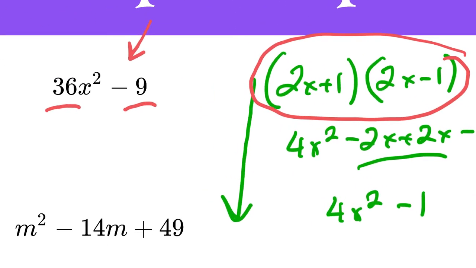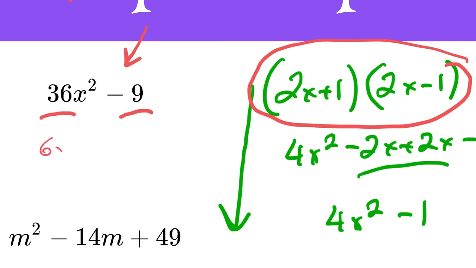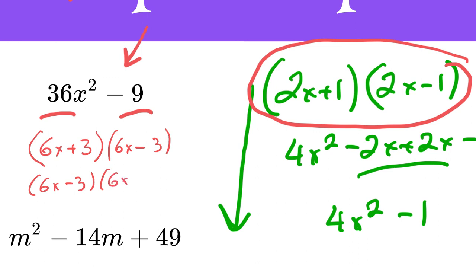you square root the first term, square root the second term, write it twice, and then add a plus or minus. And it doesn't matter which order you add those two signs. And there you have it, a difference of squares.